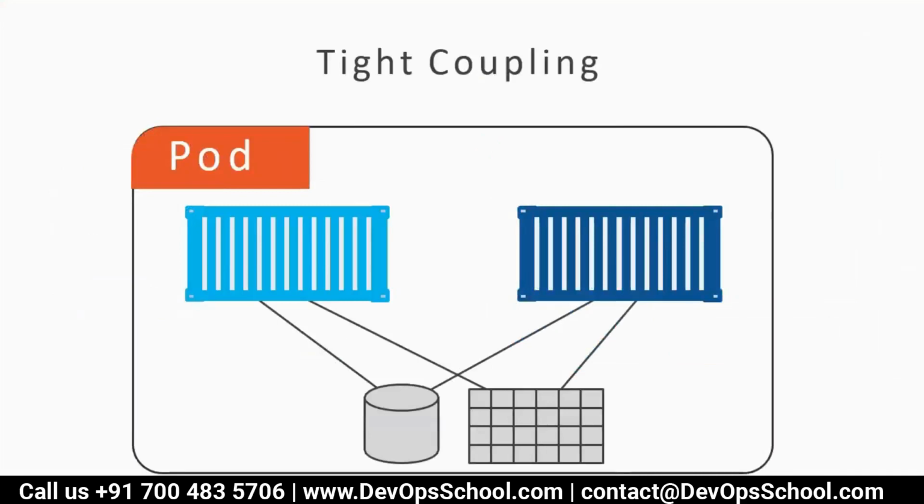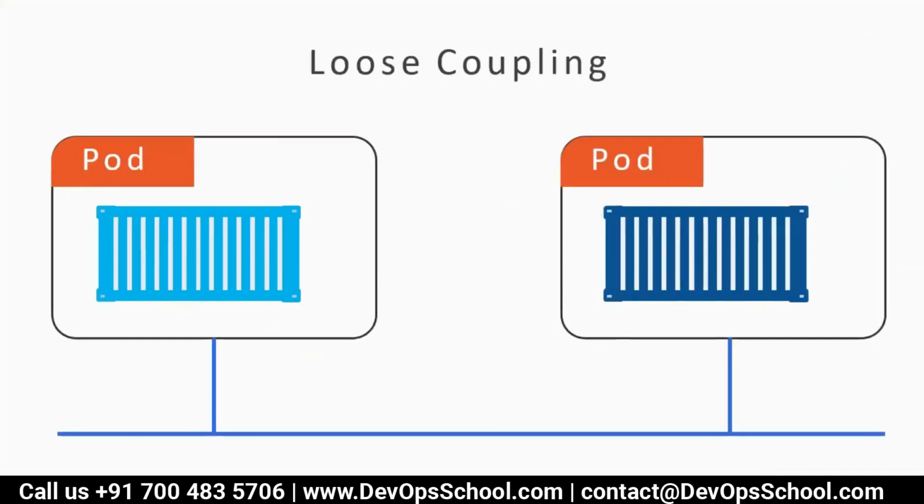This is called tight coupling. When you have two containers in the same pod, maybe one is an application and one is a database, this is tight coupling. Sometimes developers say we have to run these two applications in the same environment, so keep it in one pod, two containers. This is loose coupling: one pod, one container.